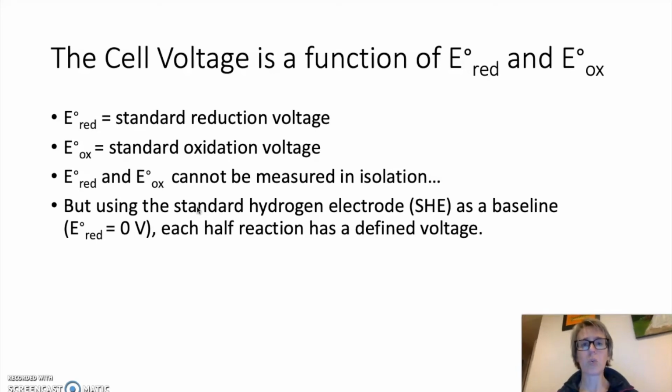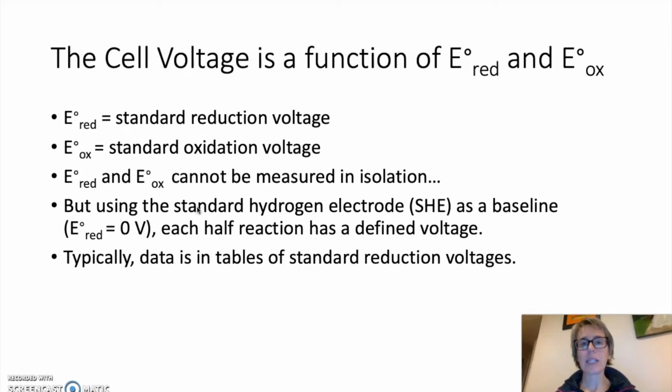We just took one redox half reaction, the hydrogen reaction, which we'll see later, and we're comparing everything else to that one. When we look at this table, we're usually looking at reduction voltages as opposed to oxidation. So let's see what that looks like. For example, for the copper ions in this example cell, when copper ions accept 2 electrons to form copper metal, the standard reduction voltage is 0.34 volts.